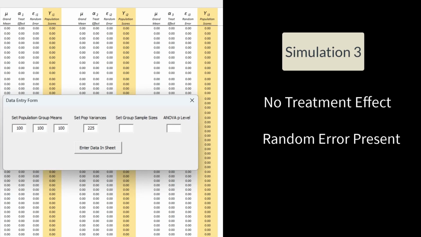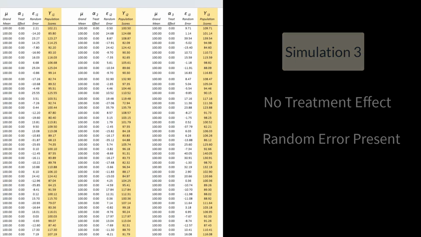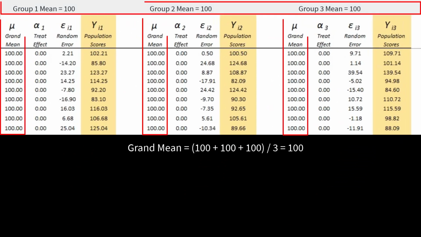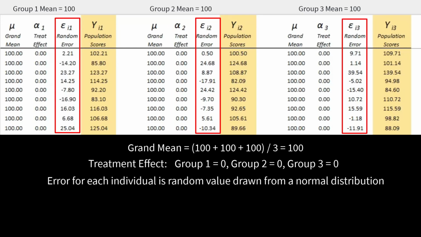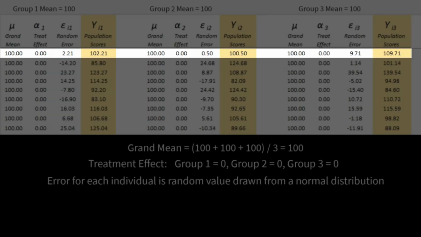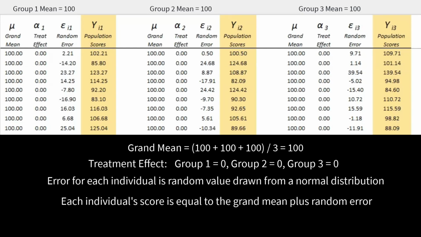With our new settings, the components of this model are affected as follows. The grand mean mu remains 100 since all group means are 100. The treatment effect, alpha sub j, is 0 since all group means are equal to the grand mean. For each individual, the error term, epsilon sub ij, is set to a random value drawn from a normal distribution with mean 0 and variance of 225. Hence, each individual's score becomes 100 plus 0 plus their individual random error score, which is no longer 0. This indicates that each individual's score is equal to the grand mean plus their error term.